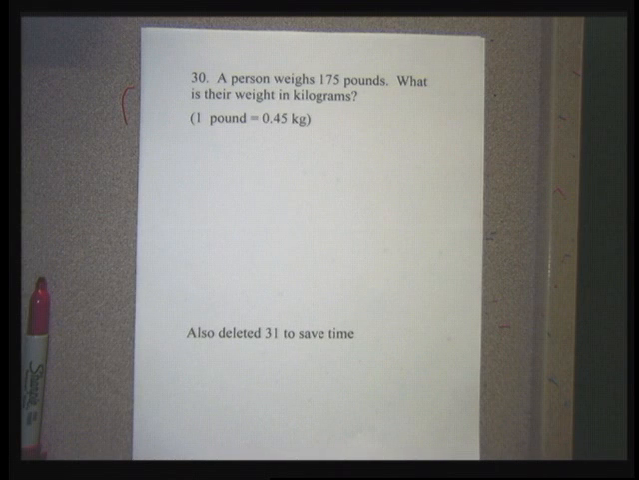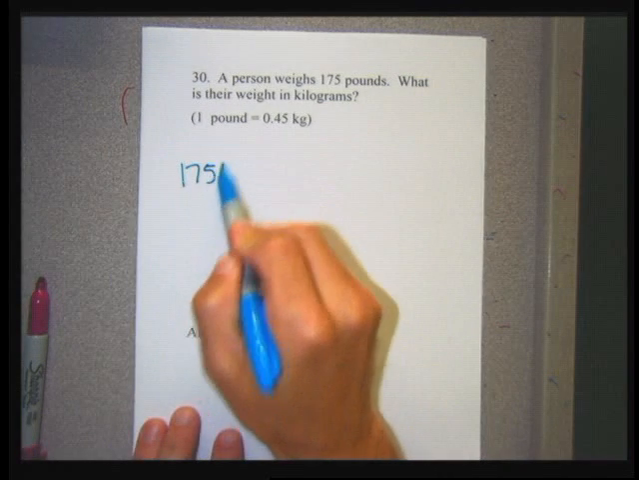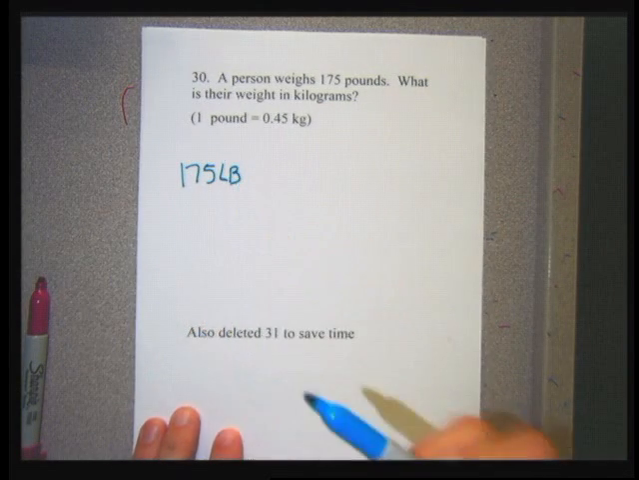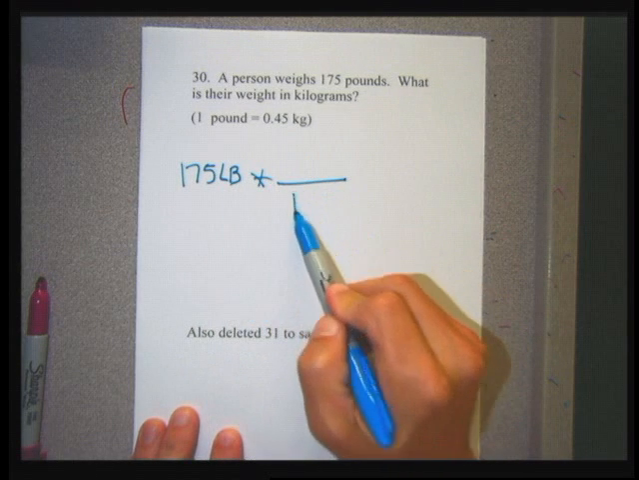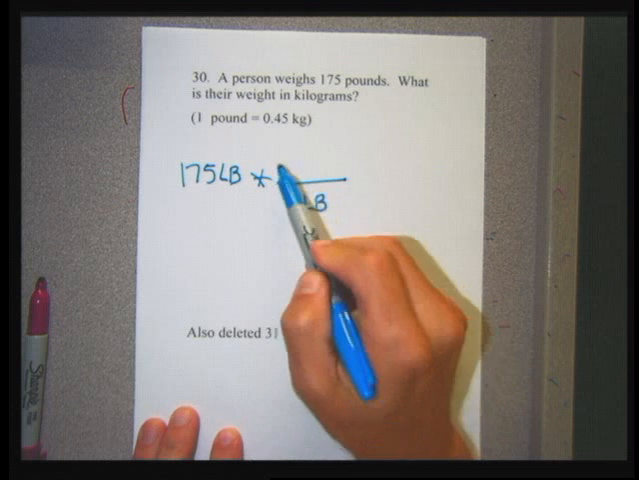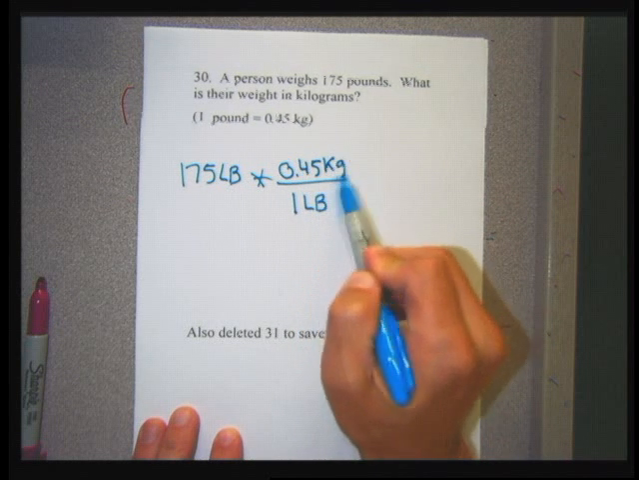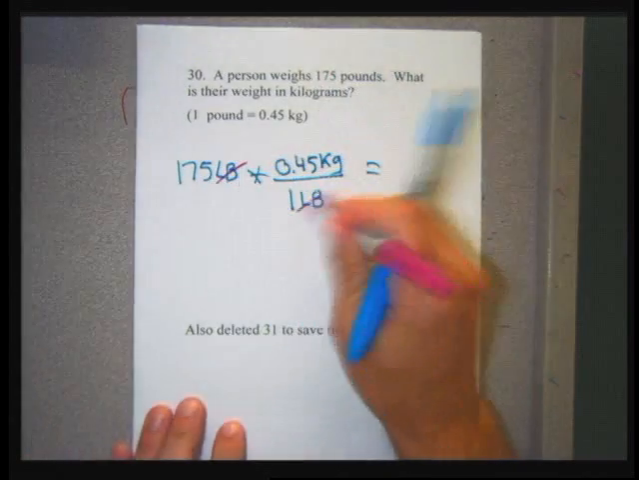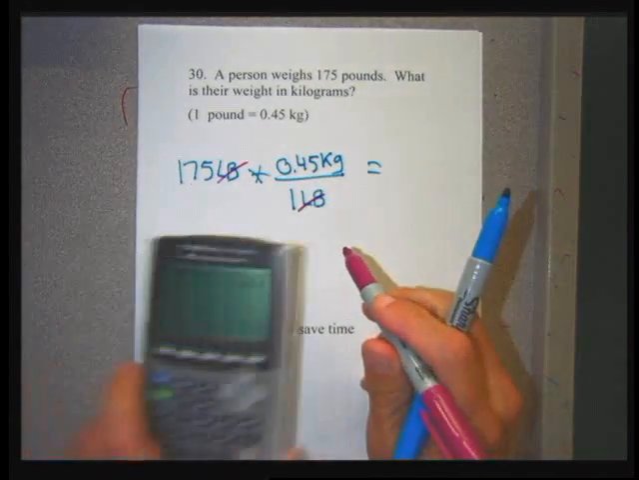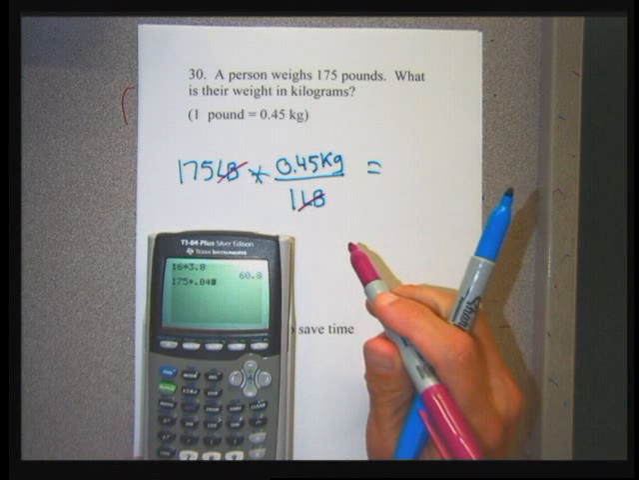Problem 30 wants me to change 175 pounds to kilograms. Pounds abbreviates LB or LBS. I'm going to use the unit in the bottom that is what I have. I have pounds. Up top is what I want to get. I want to get kilograms. So the units are going to cancel. I'm going to multiply because the 0.45 is in the numerator. So I go 175 times 0.45.